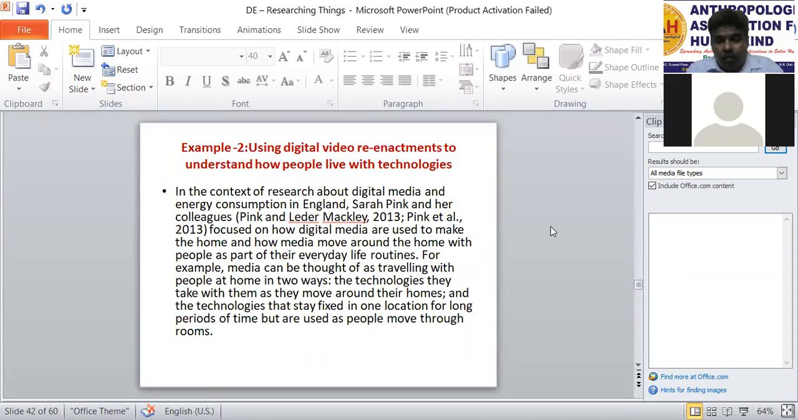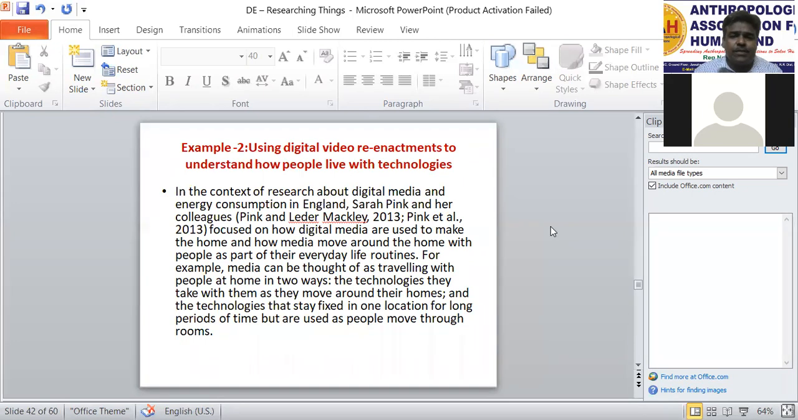Example 2. Using digital video reenactment to understand how people live with technologies.